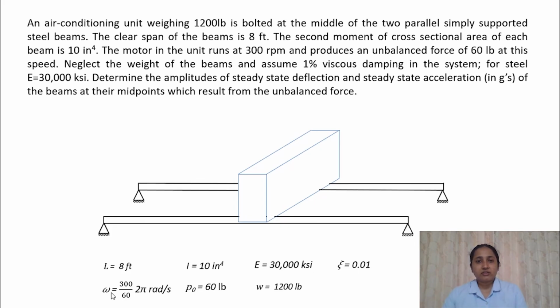We can calculate the forcing frequency: 300 rpm, that is 300 by 60 cycles per second, and if you multiply by 2 pi you get it in radians per second. So omega is this much. And we know the unbalanced force amplitude is given as 60 pounds, and the weight of this AC unit is also given as 1200 pounds. So now let's find the steady state deflection and acceleration.